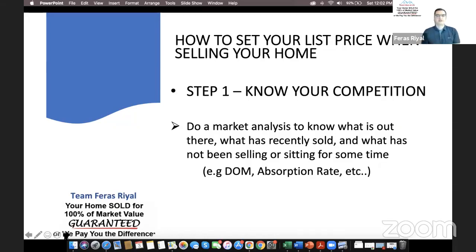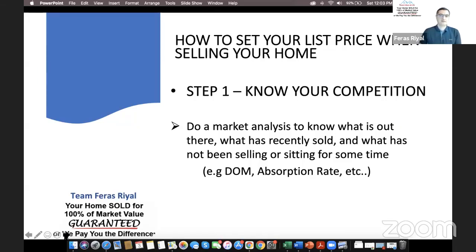And that's what the absorption rate is. The absorption rate is basically knowing how long it's taking for inventory to be sold. For example, we will take an average of the last 90 days. So similar homes, how long it took for these homes to be sold. So for example, if we look at the last 90 days and we see that 150 homes sold in 90 days, that means the absorption rate is around 50 homes per month.